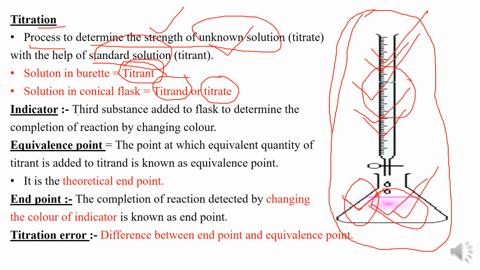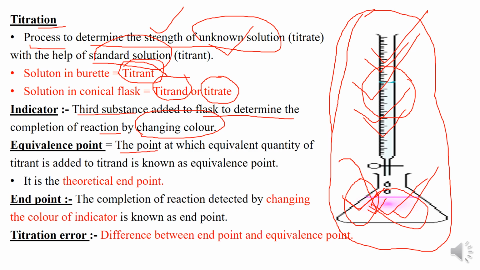Indicator. An indicator is a substance added to the conical flask to determine the completion of the reaction by changing color. We have to know the completion of the reaction. To know it, we add a third substance, besides the titrant and titrand, inside the conical flask, and that is known as the indicator. An indicator changes color when the reaction is completed, so that we know the reaction is complete.